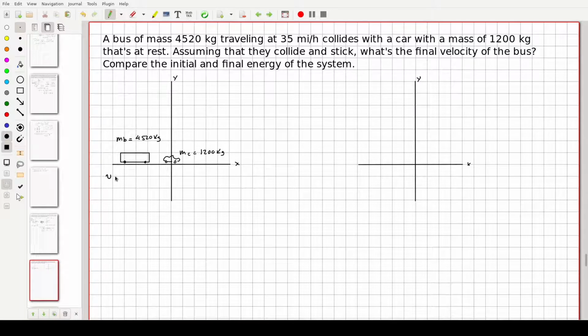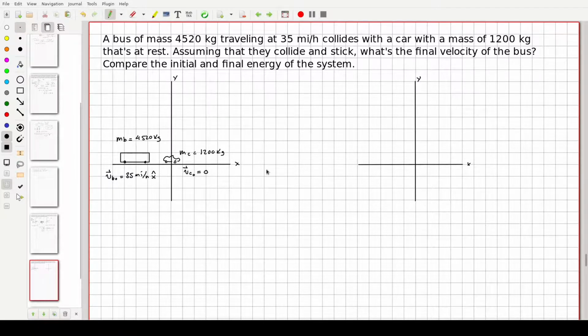The velocity of the bus initially is 35 miles per hour. We'll say in the x-hat direction. We need to convert that to meters per second, obviously. The velocity of your car initially is parked, 0.